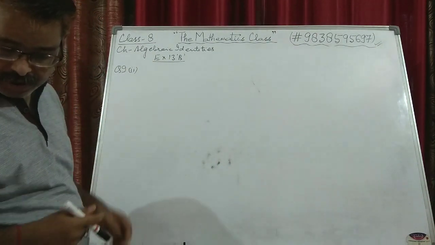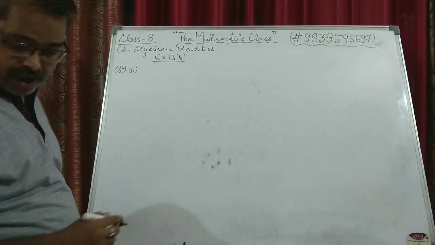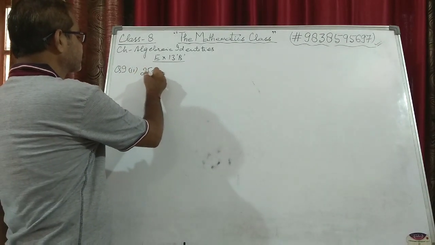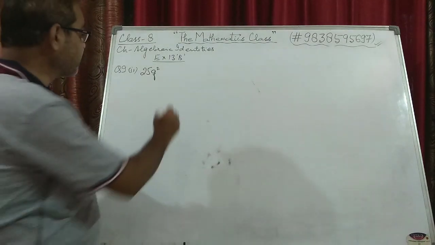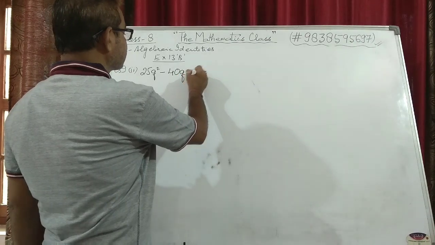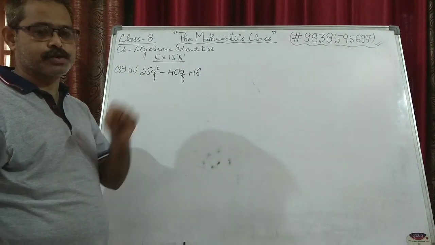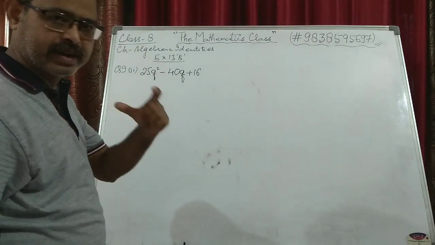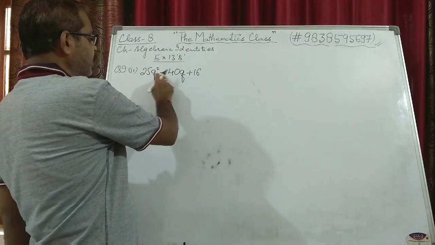Now the question says, state which of the following expansions is a perfect square, and it is 25q square minus 40q plus 16. You have to check whether this is a perfect square or not. Perfect square means it is the square of any algebraic term or not. So you can see in the middle it is minus.